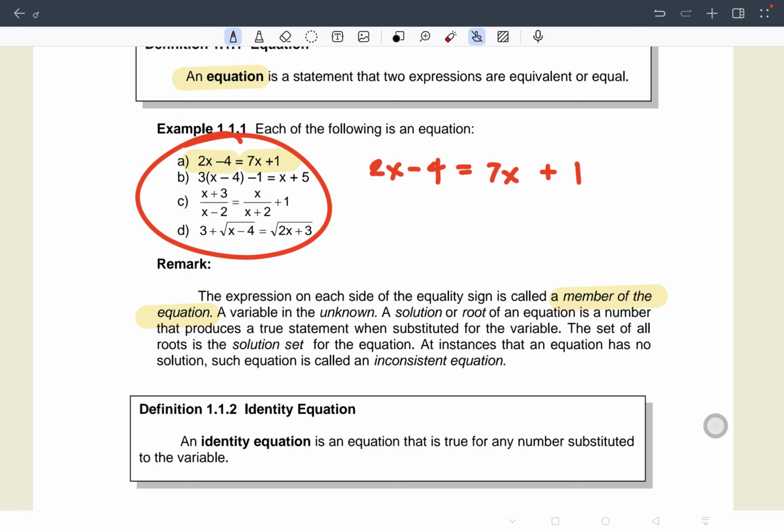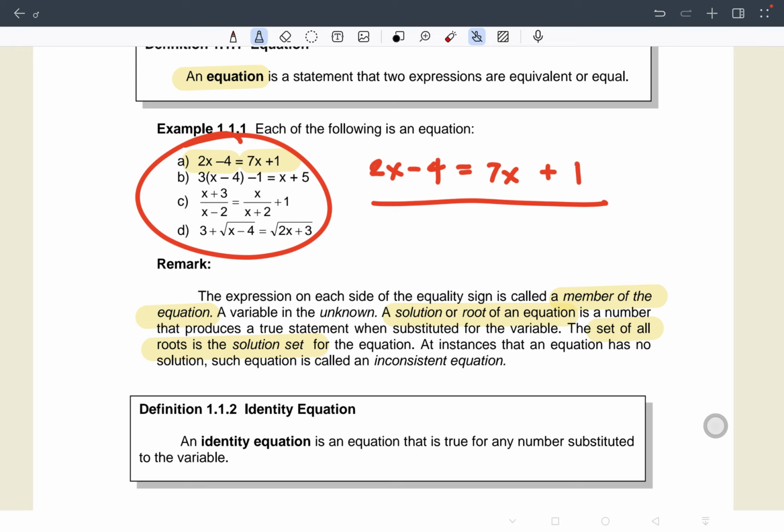A solution or root of an equation is a number that produces a true statement when substituted for the variable. So, like for example, for a number that will satisfy this equation, halimbawa, any number that will satisfy, pag sinubstitute natin sa x, ang tawag doon ay solution or root of an equation. So, the set of all roots is the solution set because there are times na more than one ang solution. So, there can be a set of all roots or the solution set for the equation.